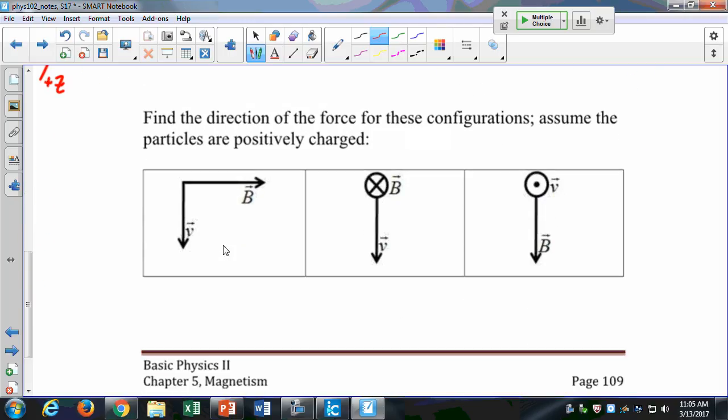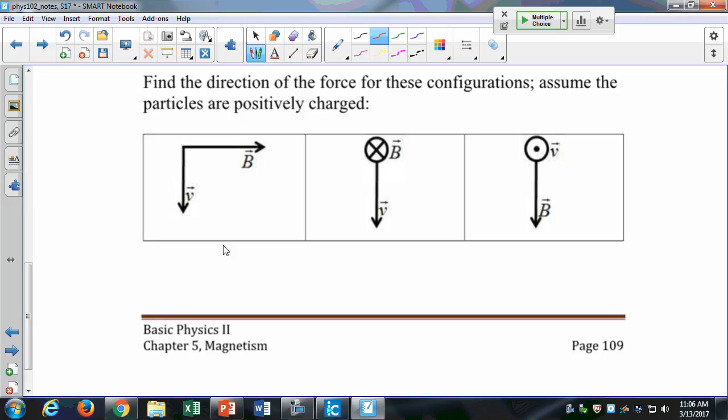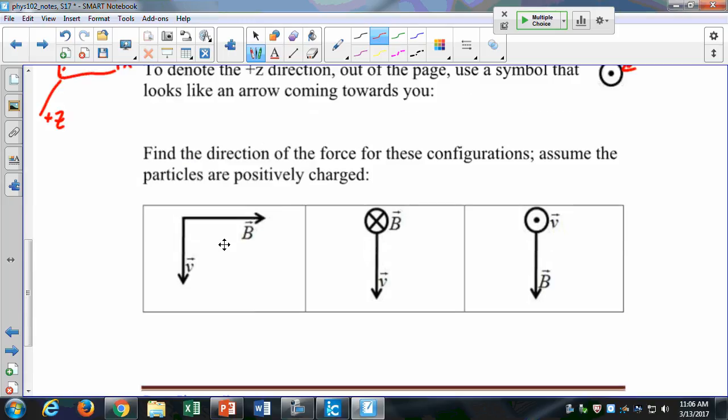Let's try these together. I'll do this first one, and then I'll let you try the second and the third one. So remember I said there are two different ways. I let my fingers go in the direction of V, like this. And then I have to let them fold towards the magnetic field. But in order to do that, I have to rotate my hand around like this so that they fold towards the magnetic field. Notice I'm using my right hand. Fingers in the direction of V fold towards the magnetic field. And so my thumb gives the direction of the force that it feels. Or alternatively, I can take my index finger in the direction of V, my middle finger in the direction of B, and then my thumb gives the direction of the magnetic force.